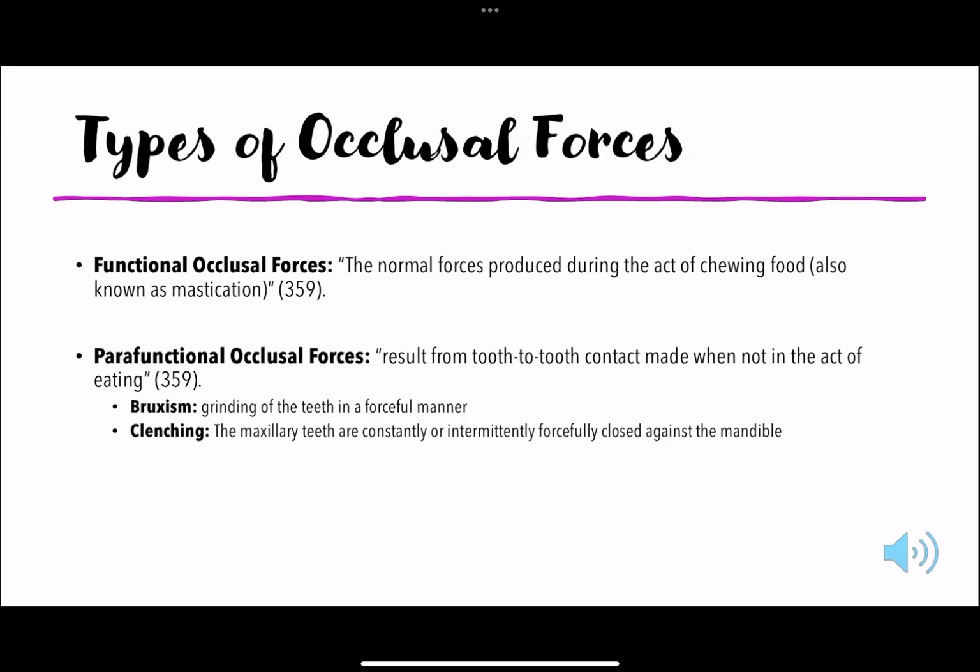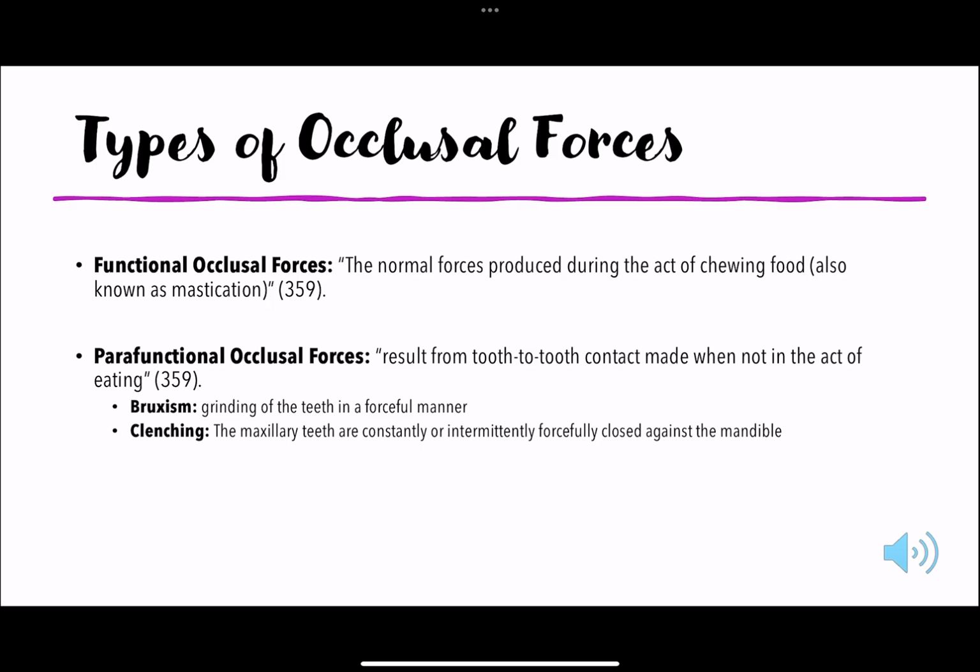Types of occlusal forces. So there are two different types of these forces. There is functional and there is parafunctional. So, starting with functional occlusal forces, these are the normal forces that are produced during the act of chewing food. This is also known as mastication.